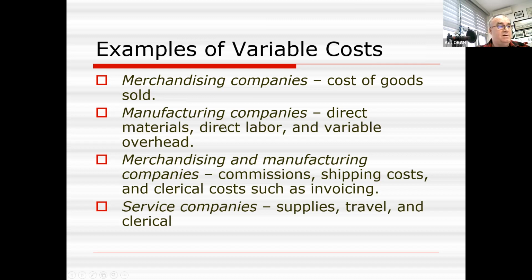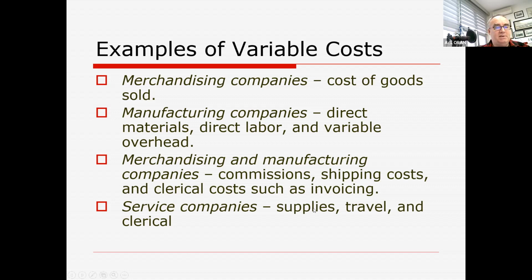For manufacturing companies, the variable costs are things like direct materials, direct labor, and within the overhead, a portion of it, the variable overhead, will be variable costs, but there will be some overhead which is fixed, as we will see. For merchandising and manufacturing companies, commissions, shipping costs, and clerical costs such as invoicing all depend on how much you produce and how much you sell, right? So these will typically tend to be variable costs.